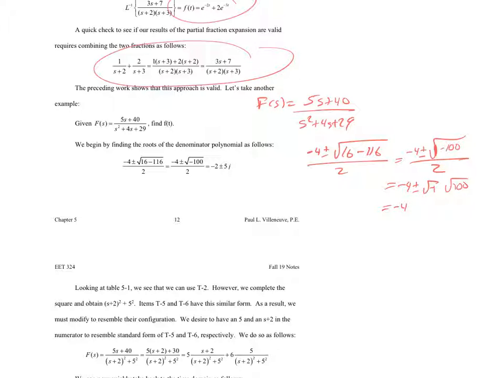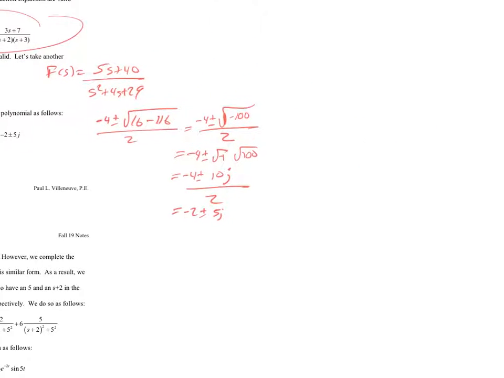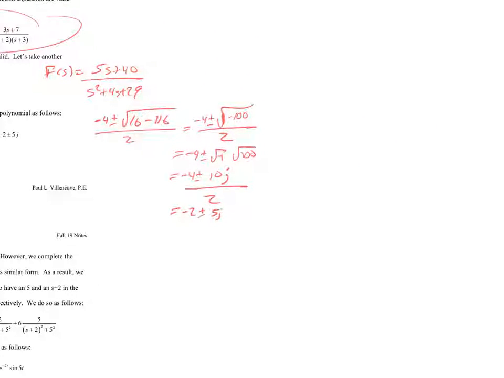Which is equal to negative 4 plus or minus, what's the square root of 100? 10. What's the square root of negative 1? J. Which is equal to negative 2 plus or minus 5j. Okay? So here's the thing. This is not what it appears, right? This is a real part and an imaginary part.